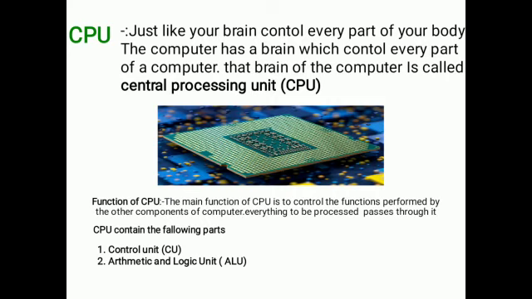All devices that are connected to the computer first communicate with the CPU in order to carry out a task. The CPU contains the following two parts. First one is the control unit, in short CU. Second one is the arithmetic and logic unit, in short ALU. Let us know what CU and ALU are.